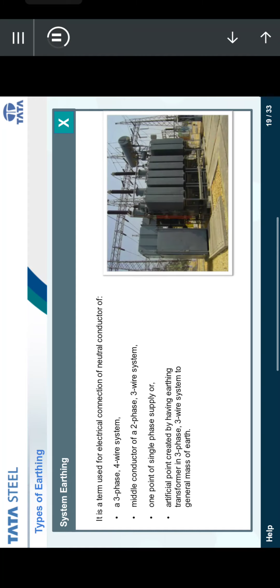As you can see, this image shows a star-delta transformer wherein the neutral point is earthed. The highlighted area indicates the neutral point that has been earthed. This is an example of system earthing.